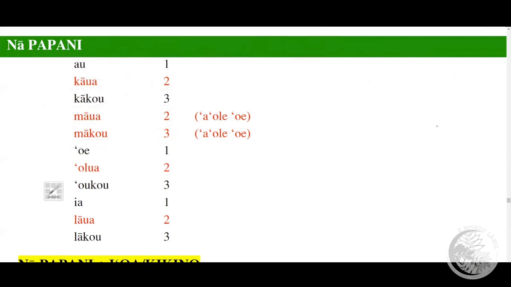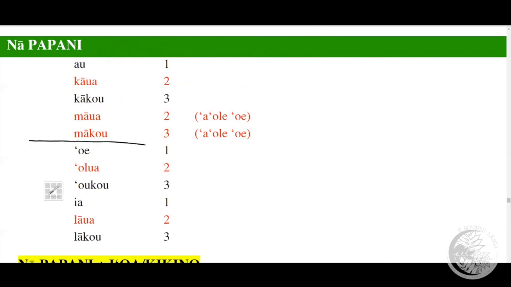Okay, let's look at the 'oe now. Now the 'oe is pretty simple in the fact that it's always talking about, in English, what you call the second person. The person you are addressing, who you are speaking to. And if you're talking about that person, you, right, we know 'oe. 'Oe, of course, describes just one.